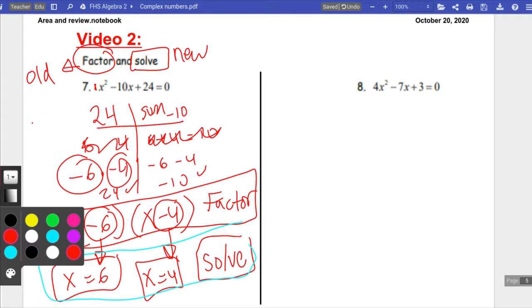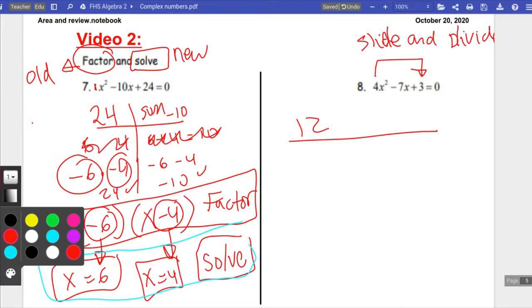All right, let's move on to number 8 right here. Because I have a number greater than 1 in front, I'm going to do slide and divide. For me, slide and divide is so much easier, but people have their own thing, so you do what works for you. So 4 times 3 is 12, and I need numbers that multiply to 12 and sum up to -7. I can think of 4 and 3, but I'll make them negative: -4 and -3, if you add them, gives you -7.